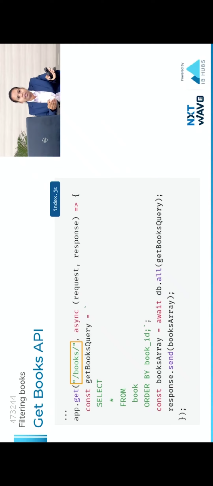So in the handler there's a particular SQL query, and then we are doing db.all, getting all the books, storing it in the books array, and we are sending that as a response, right? So this is the getBooks API that we have written previously. Okay, let's have a look at that too.